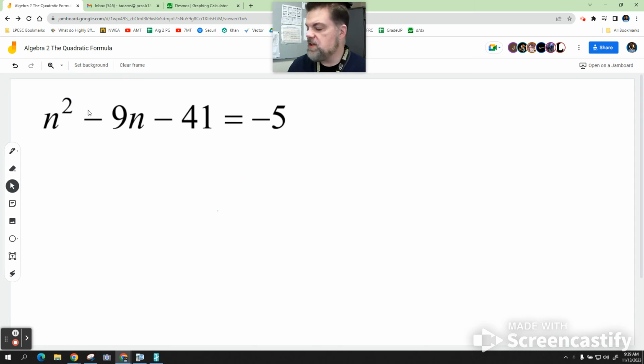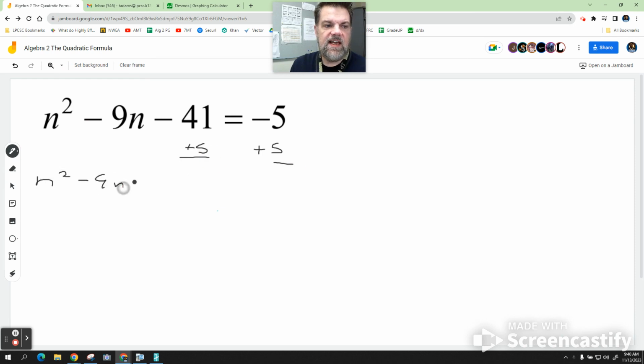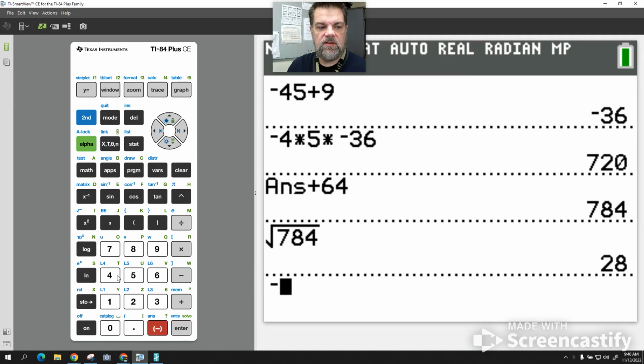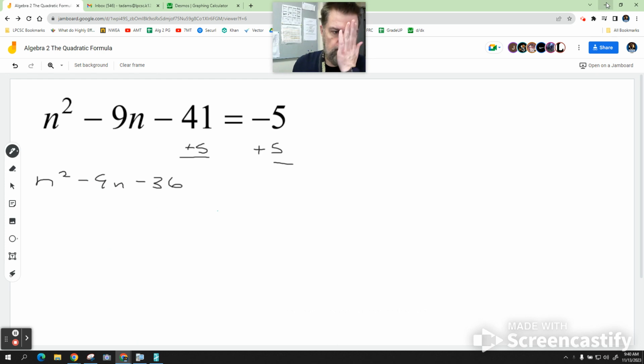All right, so now let's do this again. And we've done a lot of these, so I'm just gonna kind of crank through this one. I think you guys know the scoring process by now. But anyways, I'm gonna set it equal to 0, so I add 5 to both sides. So then I get n squared minus 9n minus, is that 36, you guys? I don't know. If we don't know, we plug it in the calculator to make sure that it's right. So negative 41 plus 5, negative 36, is equal to 0.